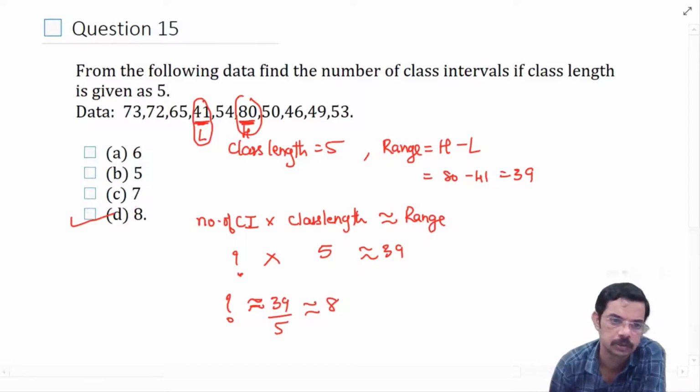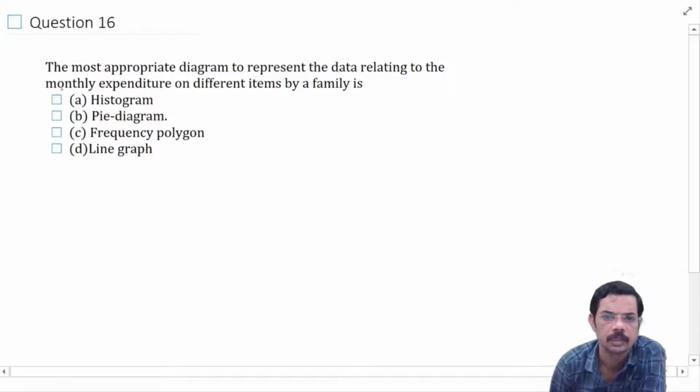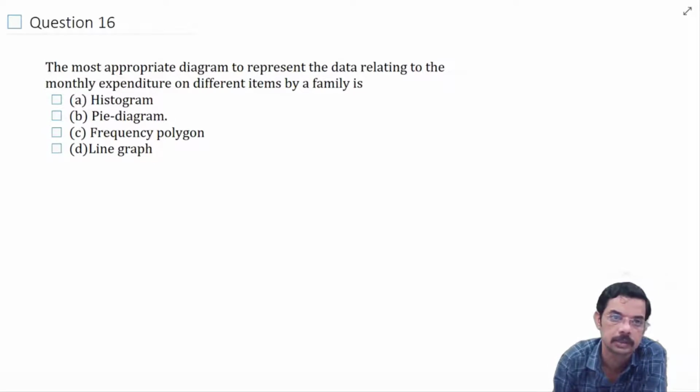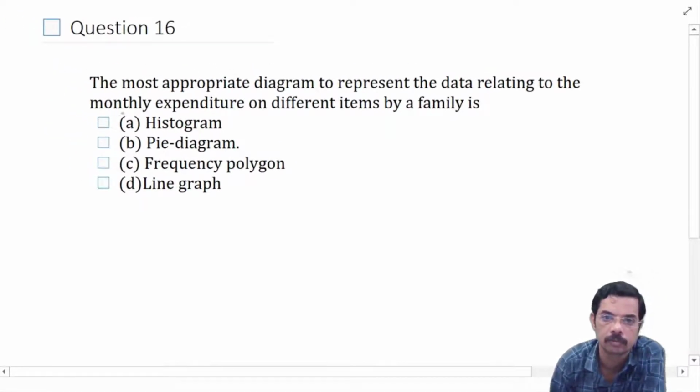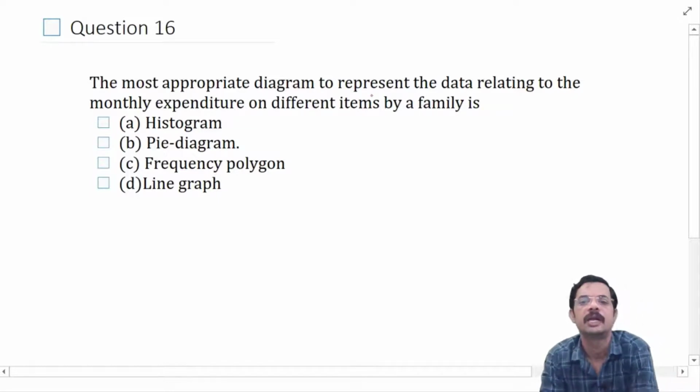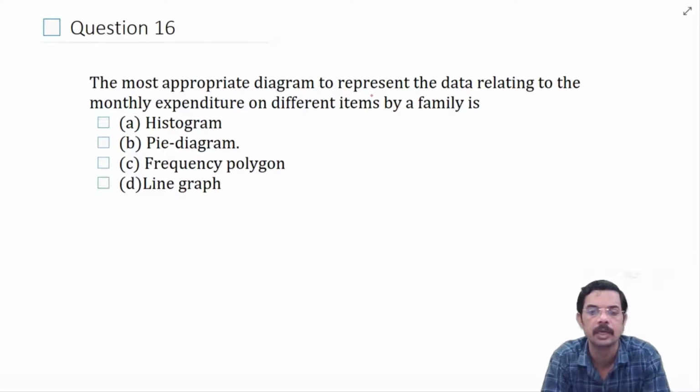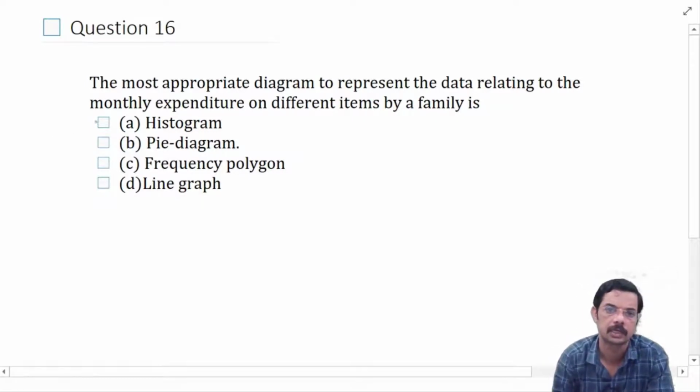Next question is question number 16. The most appropriate diagram to represent data relating to monthly expenditure on different items by a family is which of the following? Okay, let us see this in detail. Is it a histogram? No, it's not a histogram. Is it a frequency polygon? No, it's not a line diagram also.